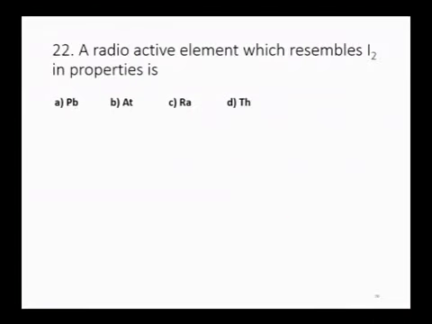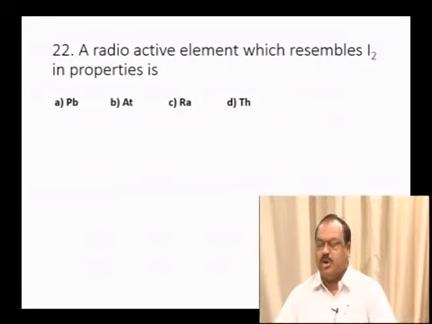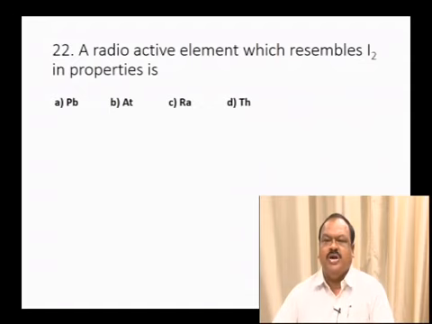Next, a radioactive element which resembles iodine in properties is: lead does not belong to this family, astatine belongs to this family, radium does not belong to this family, thorium also does not belong to this family. Iodine resembles astatine. So answer is B.